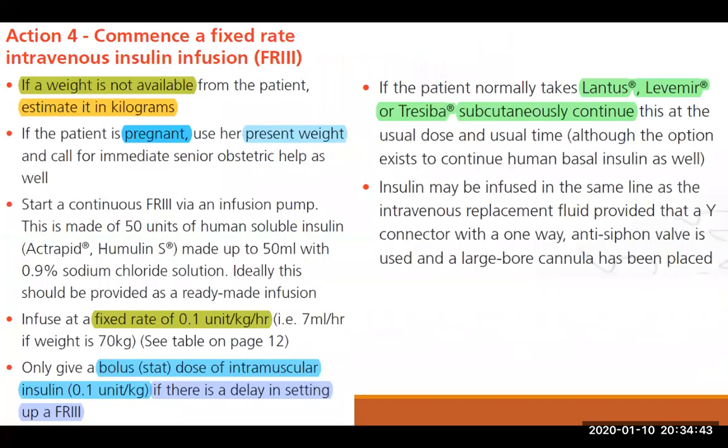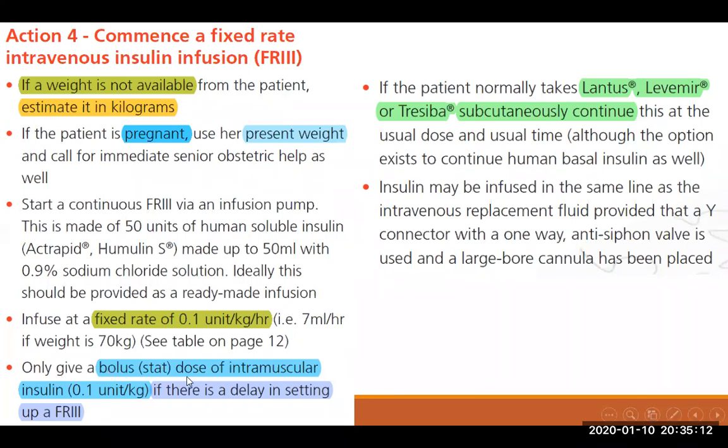Yes, Dr. Khalid. Okay. So how to give fixed rate intravenous insulin infusion? It is weight based. During pregnancy, we must use present weight, and this is a question in our exam. The dosage of insulin is 0.1 unit per kilogram per hour. This is another question in one of the previous exams. There is no role for intravenous insulin bolus.